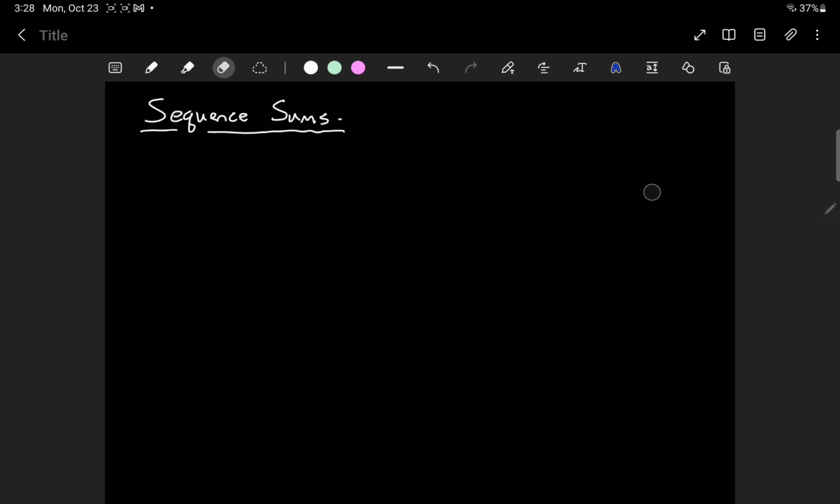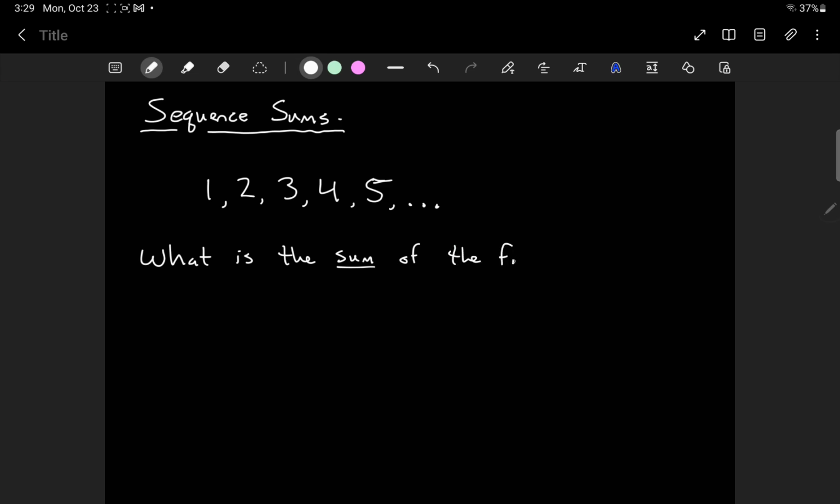So I'm going to start with something simple here. I'm going to start off with the sequence 1, 2, 3, 4, 5, and so on and so forth. So I could ask the question, and this will be something that we'll be able to solve for: what is the sum of the first 500 terms of this sequence?